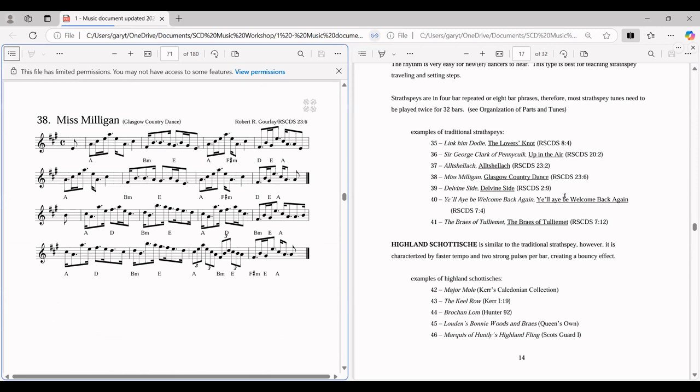Right, number 38, Miss Milligan, which is the signature tune for the Strathspey portion of Glasgow Country Dance. Ready, and.